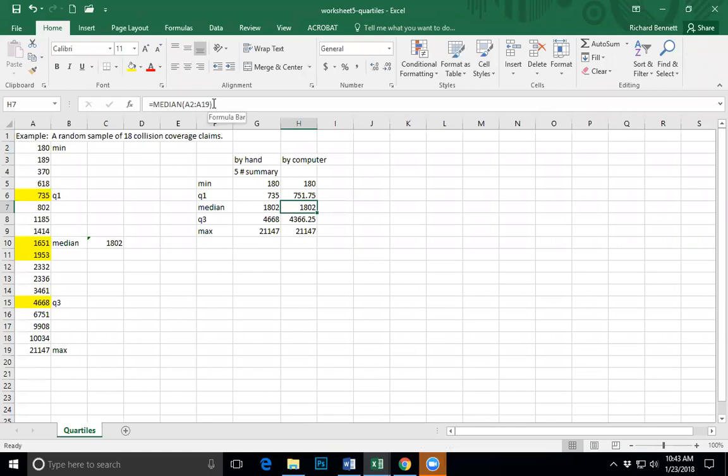Yes. The median one more time. Type median, not mean. Double click it. Okay. Now highlight your data. All right.